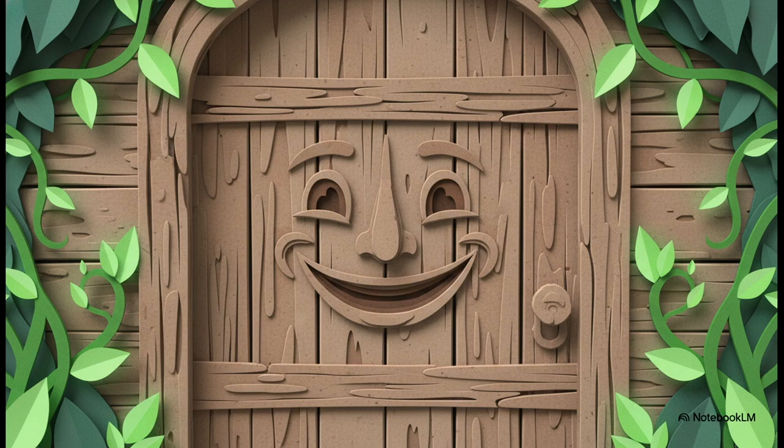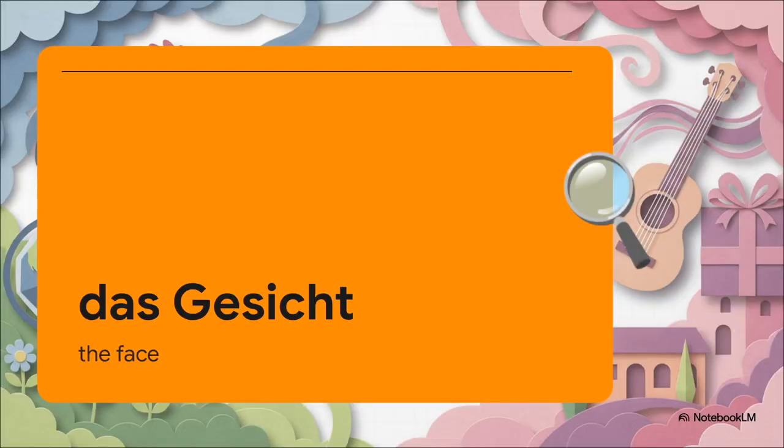Okay, let's tiptoe a little closer to the door. And look at that! Carved right into the wood is our next clue. It's a big, happy, smiling face. So a face in German is das Gesicht. That sounds like das Gesicht. And look, it's another one of our green das words.